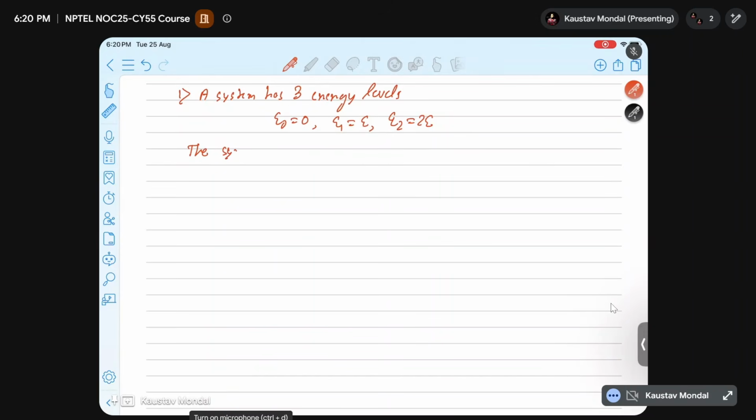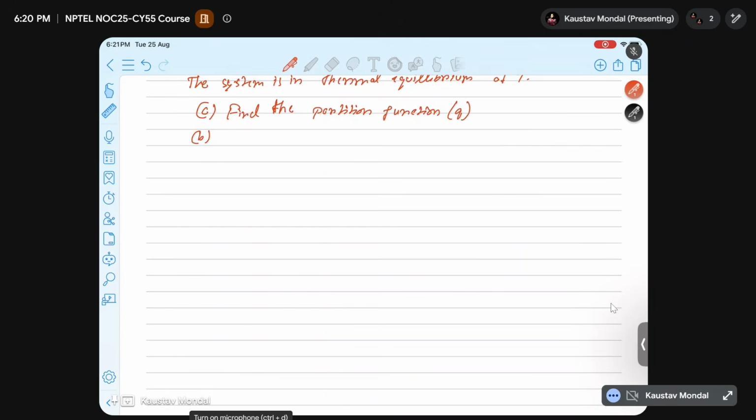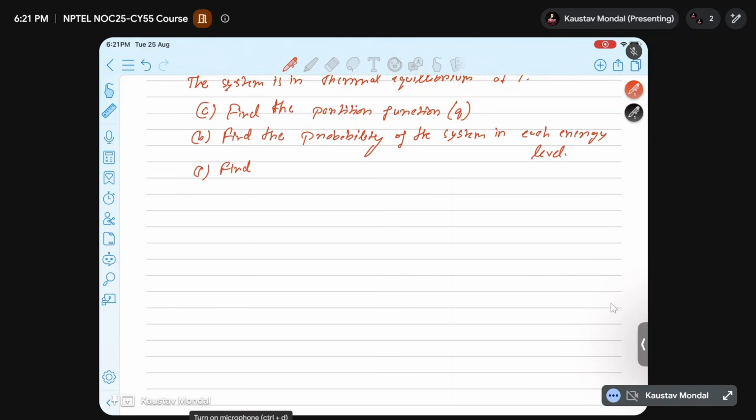The system is in thermal equilibrium at temperature T. So we have to find out: A, find the partition function Q. B, find the probability of the system being in each energy level. And C, find the average energy.